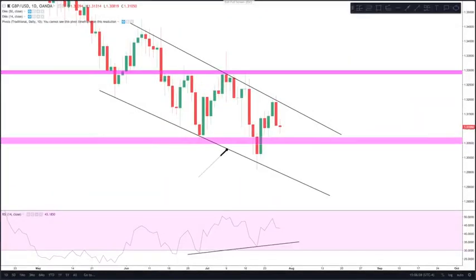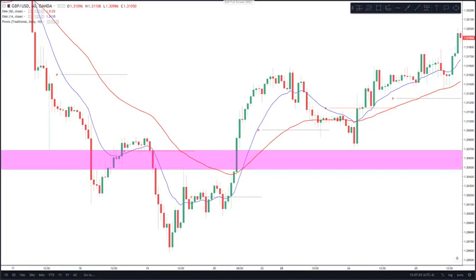So here's the pound dollar, and we had daily divergence at support. So let's jump to the 1 hour. Here in the 1 hour, we had a breakout and an EMA cross. And as price came down, we were looking for a rejection of both the 50 EMA and the pivot.